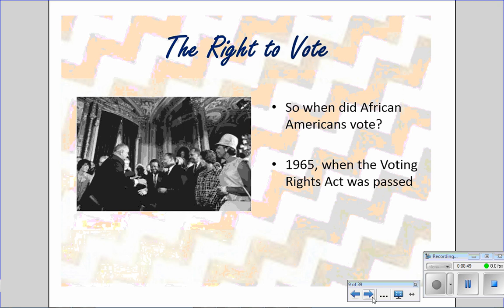So when did African Americans get the right to vote? In 1965, the Voting Rights Act was passed, and that was the final thing that forbade any states from having any of those crazy things preventing African Americans from voting. So in 1965, the Voting Rights Act was passed, and they were finally given the right to vote.